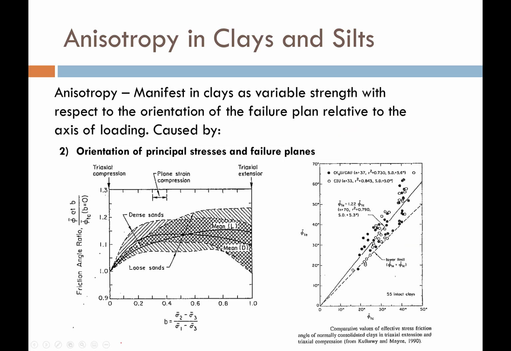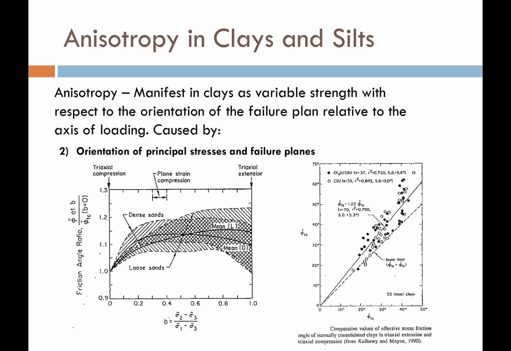Check this out. Here are some charts that engineers can use today to try to predict the different friction angles for compression and extension. The way this works is on the x-axis down here, we have this term called b. And b is the difference between sigma 2 and sigma 3 divided by the difference between sigma 1 and sigma 3. In the case of axial extension, sigma 2 is equal to sigma 1, so this would be the same as sigma 1 minus sigma 3. And if that's the case for axial extension, then this ratio would just equal 1. Hence, you see axial extension at a b value of 1.